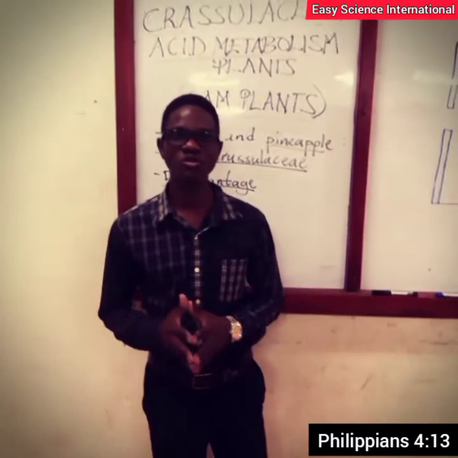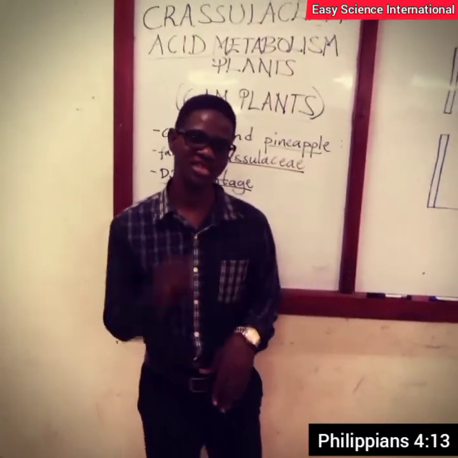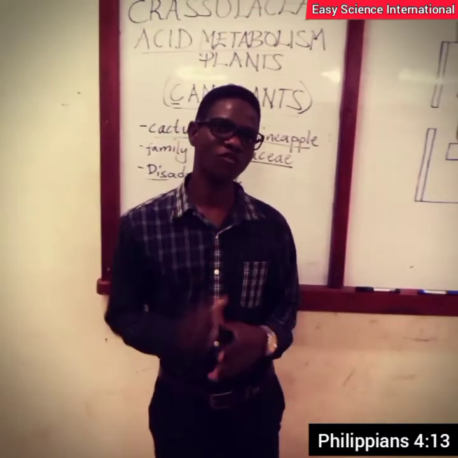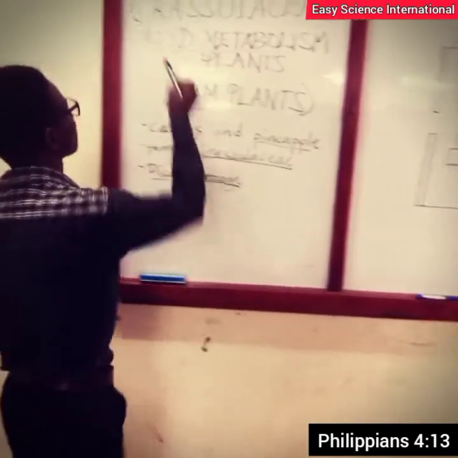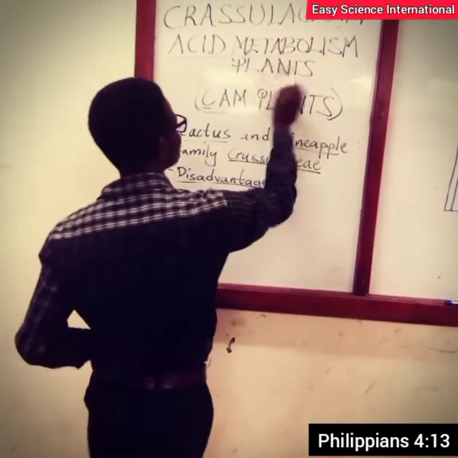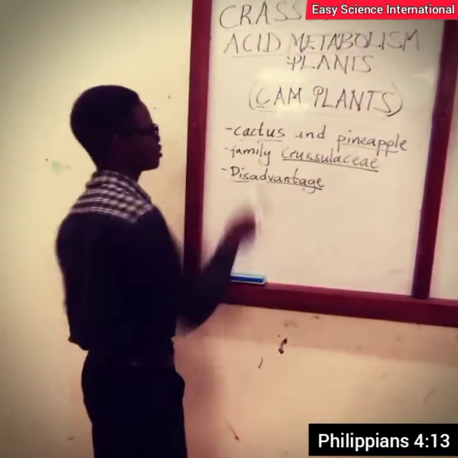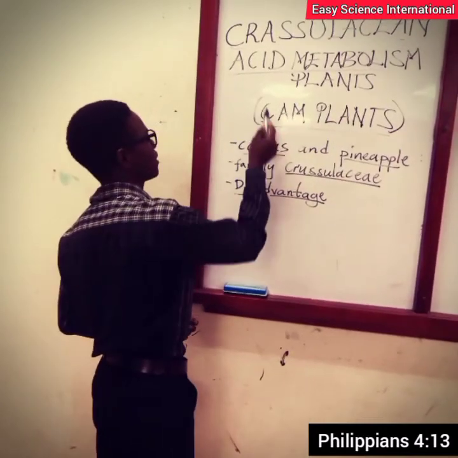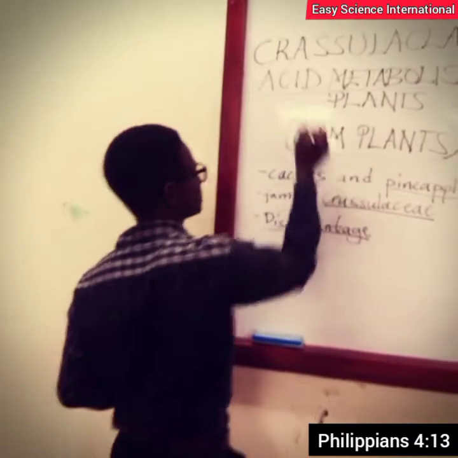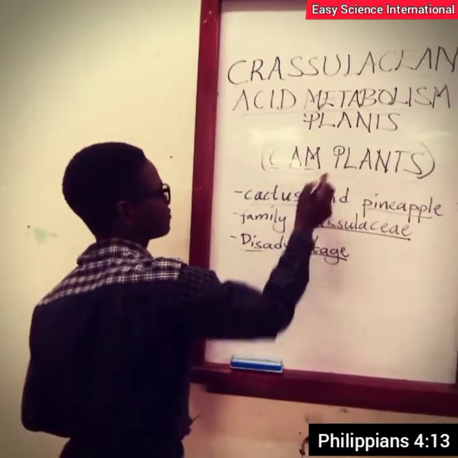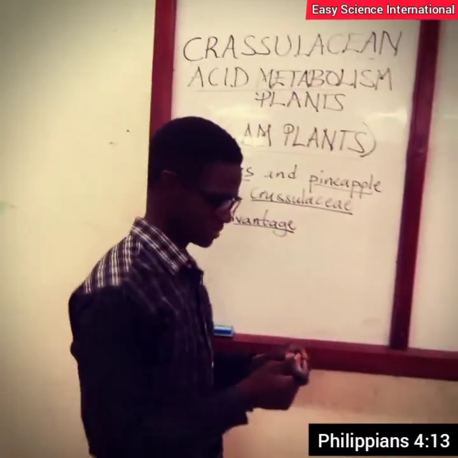Today we are going to look at photosynthesis in a special type of plants known as the Crassulacean acid metabolism plants. In short, CAM plants, where CAM comes from Crassulacean for C, acid for A, and metabolism for M. These are the CAM plants.